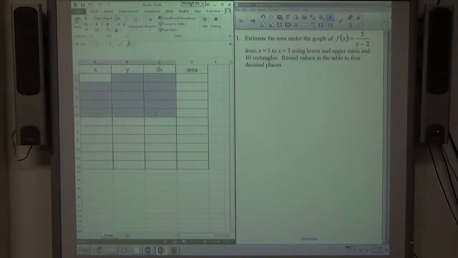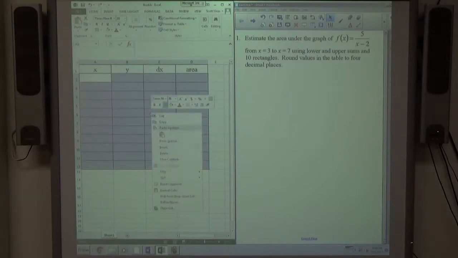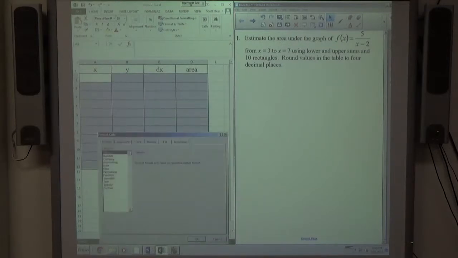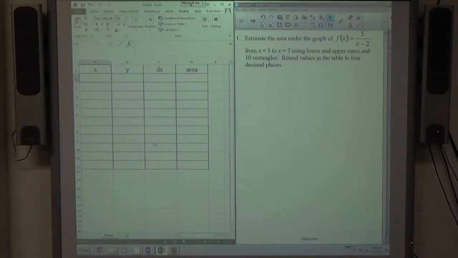The one other thing I want to do, instead of rounding to 4 decimal places, is select the entire region, right click, go to Format Cells, and choose Number and 4 decimal places. So now everything shows up with 4 decimal places.